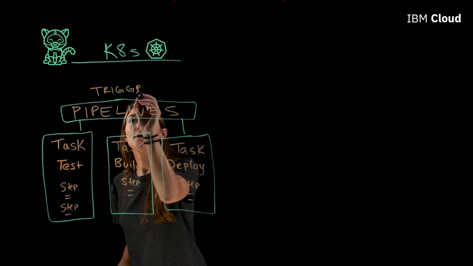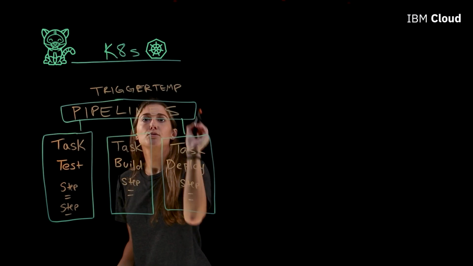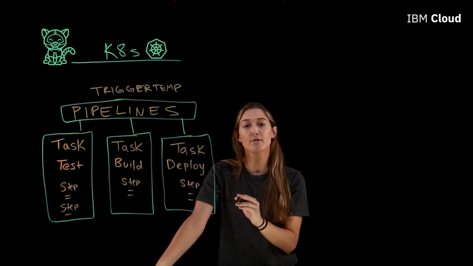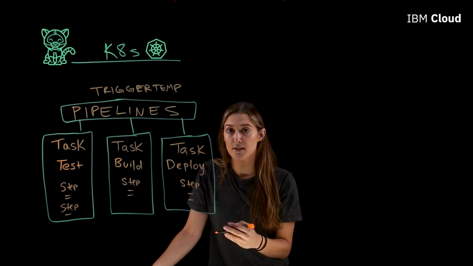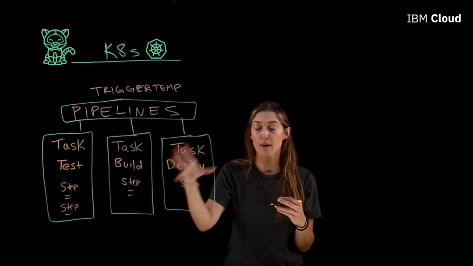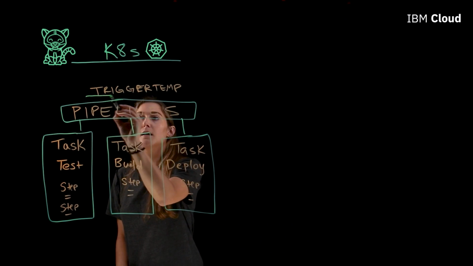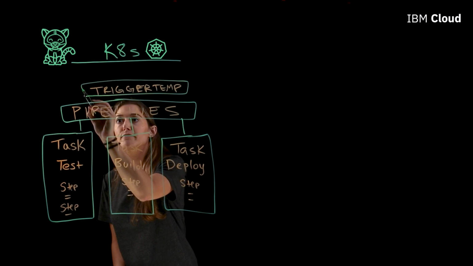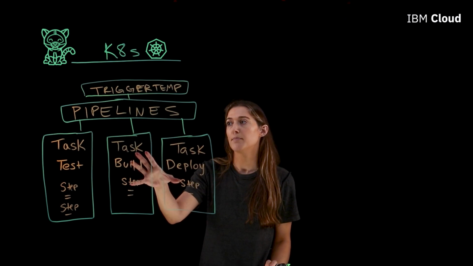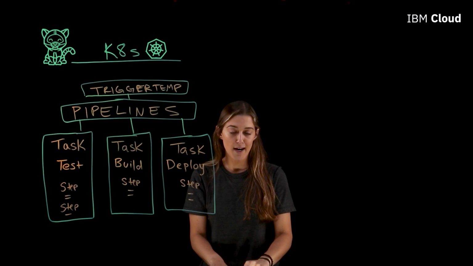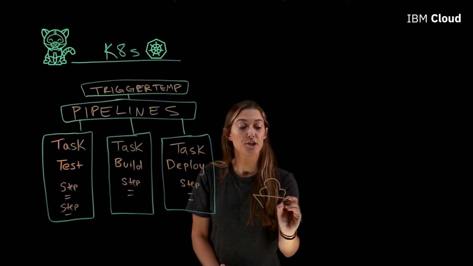And Tekton triggers allow you to detect and extract information from events from various sources that allow you to execute your tasks and pipelines. So what exactly does that mean? An example of an event would be, let's say we want to fire off this pipeline every time one of our developers commits changes to the code.